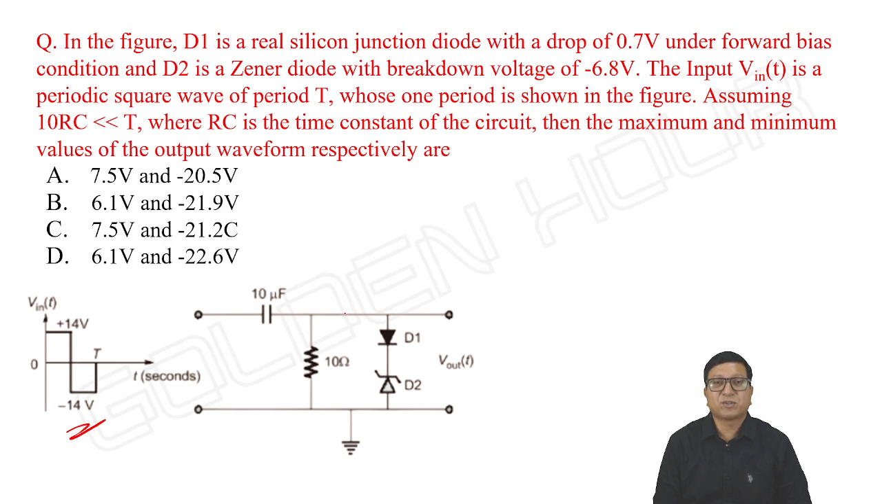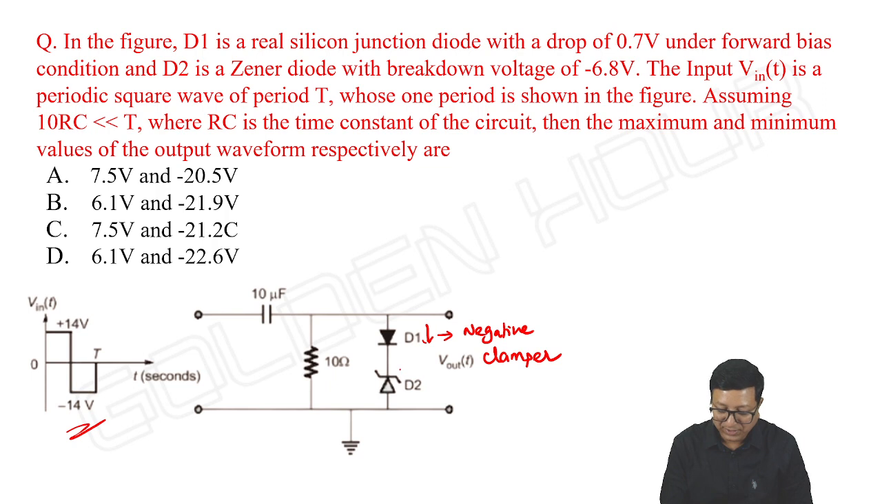Assuming 10 RC is far greater than capital T, where RC is the time constant of the circuit, the maximum and minimum values of the output waveform respectively are. See this. If you observe this particular circuit, it is a negative clamper with V reference. See, the diode is directed downwards, so it is a negative clamper. And the GNR diode is also given, which acts like a reference voltage. So plus minus V reference, Vz is of course equal to V reference, that is 6.8 volt.